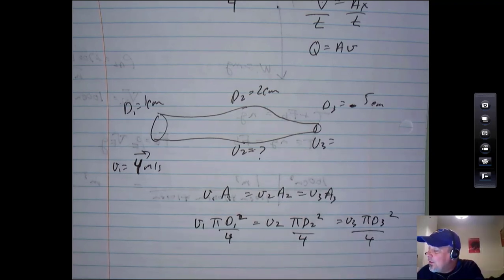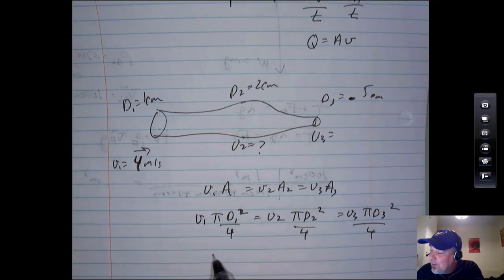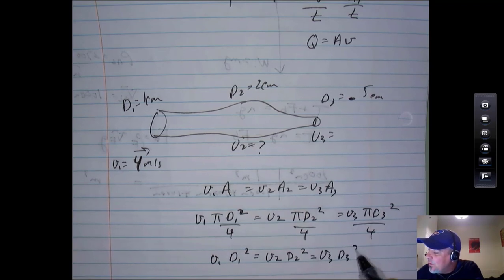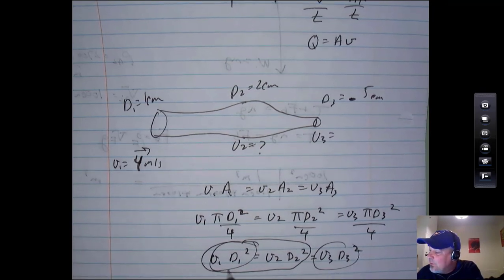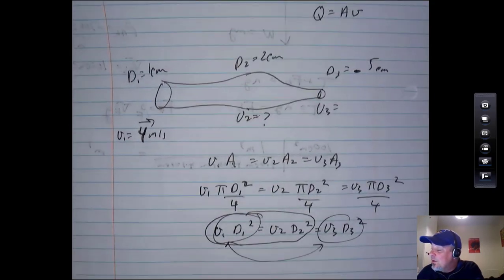The pi's and the 4's all cancel out. So I've got this situation where V1 diameter 1 squared has to be equal to V2 diameter 2 squared, which is equal to V3 diameter 3 squared. Okay, so you know all the different diameters, 1, 2, and 3. If you wanted to get V2, you could use this part of the equation. You know V1, you know D1, D2. The only thing that you wouldn't know is V2, so you can solve for V2. Same idea here. You know this and this have to be equal to each other. The only thing that you don't know is what you're looking for.